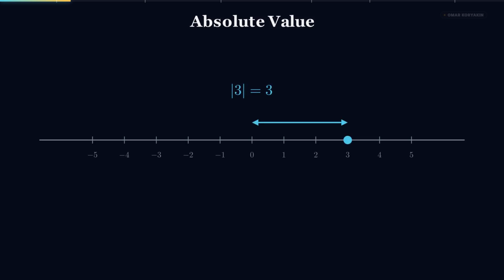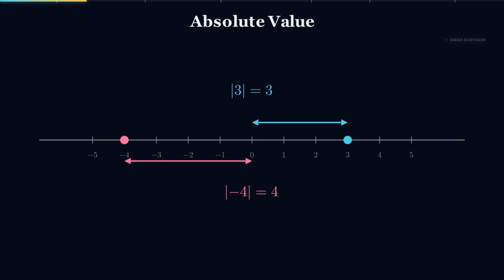Take the number +3. A blue dot lands on the tick at 3. Now look at the cyan double arrow that runs above the axis from 0 to 3. That arrow has a length of 3 units. So the absolute value of 3, written as the number 3 between two vertical bars, equals 3. The label appears above the arrow as the absolute value of 3 equals 3. The bars did nothing visible to the number because 3 was already positive.